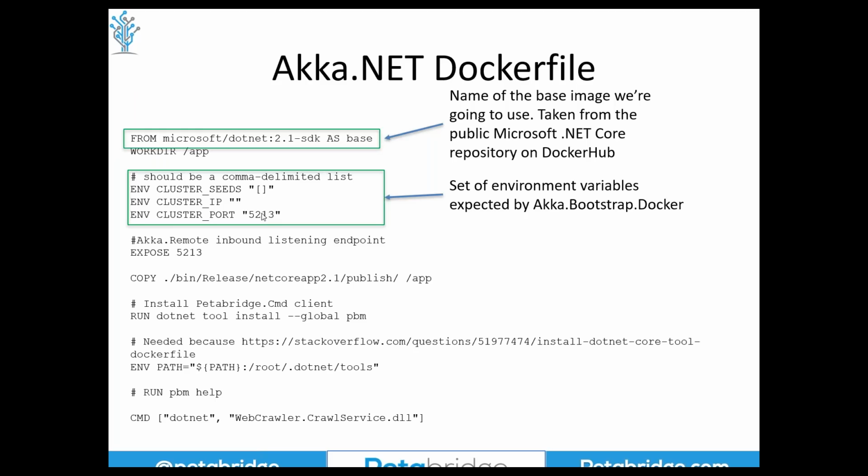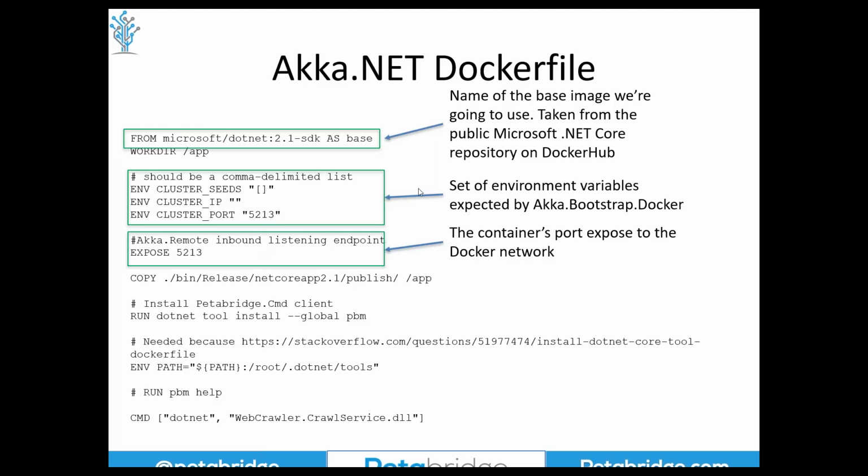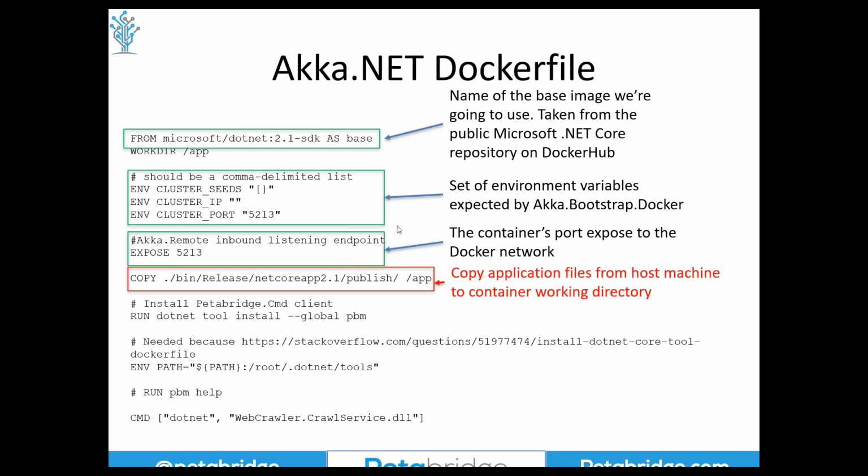So I'm saying we want to default to 5213, which is also the port that we're going to expose to the Akka.Remote network down here. We're going to say we want to expose 5213 to the other nodes inside the system. Now, this is the most important step right here.